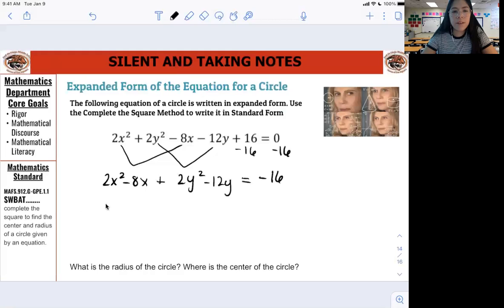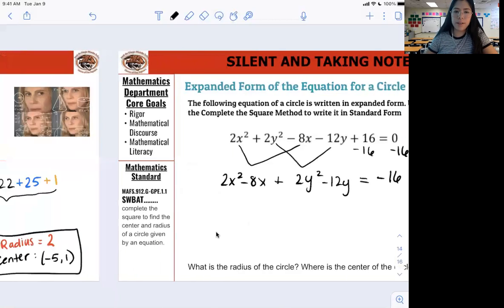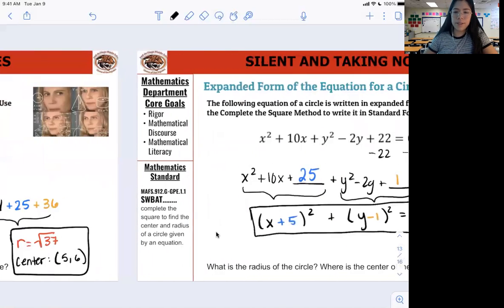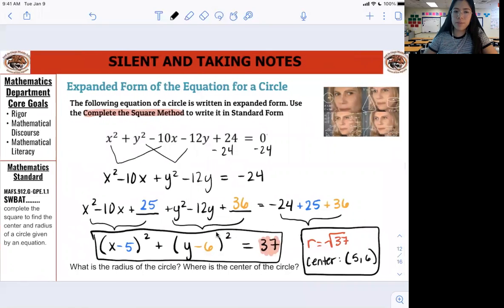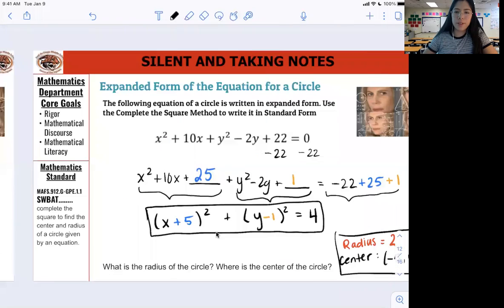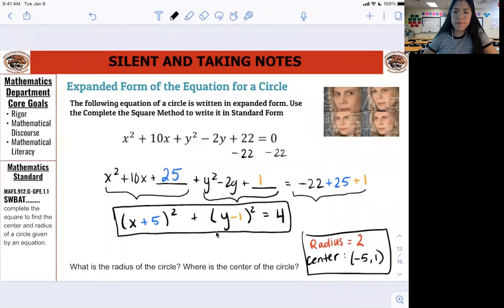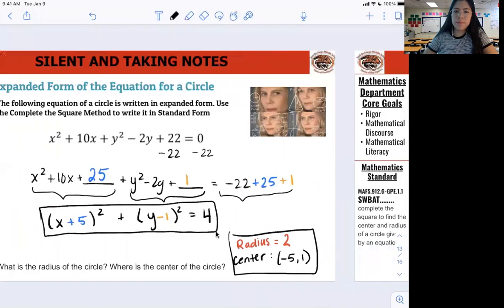Okay. Pausing here for a moment, what's different about this example compared to the others that we did so far? Look at this for a moment. Just look at the original problem. What's different?